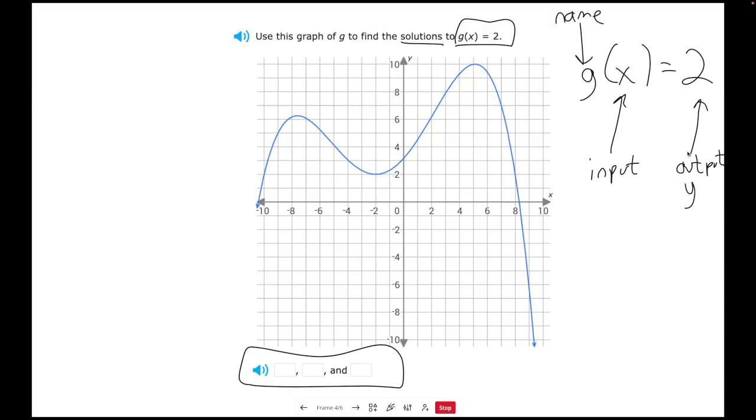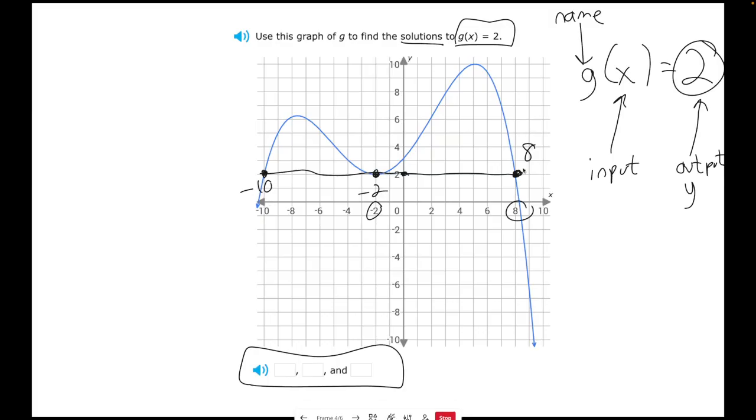So this is saying when the y value is 2, what is the input? Okay, and so when the y value is 2, you'll notice that it hits the graph several times. Here, here, and here. And so what numbers do we hit? 8, right? -2, and -10.